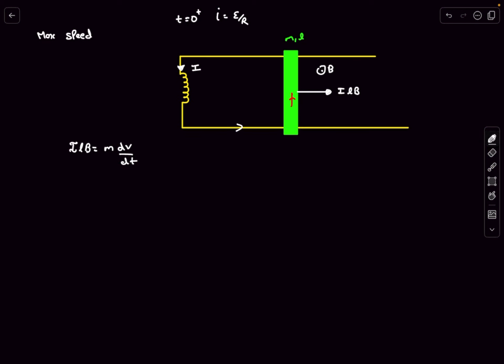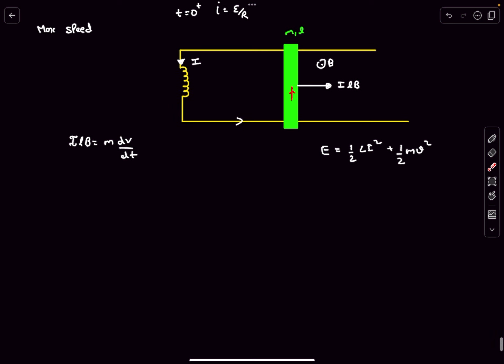Okay guys, so now as I said earlier, the energy is going to oscillate between the inductor's stored energy and the kinetic energy of the rod. So the energy at any general time t is half Li squared, which is the energy stored in the inductor, plus half mv squared, which is the kinetic energy of our rod. And this energy is obviously conserved, right? Because there is no resistor in the picture.